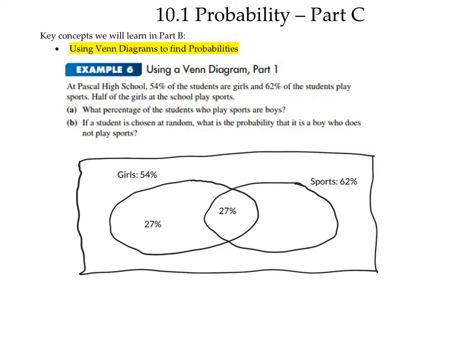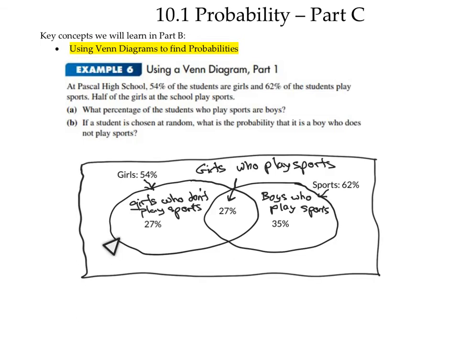What does that leave for the boys who play sports? Since 62% minus 27% is 35%, we know that 35% of the students are boys who play sports. Let's annotate these all properly.